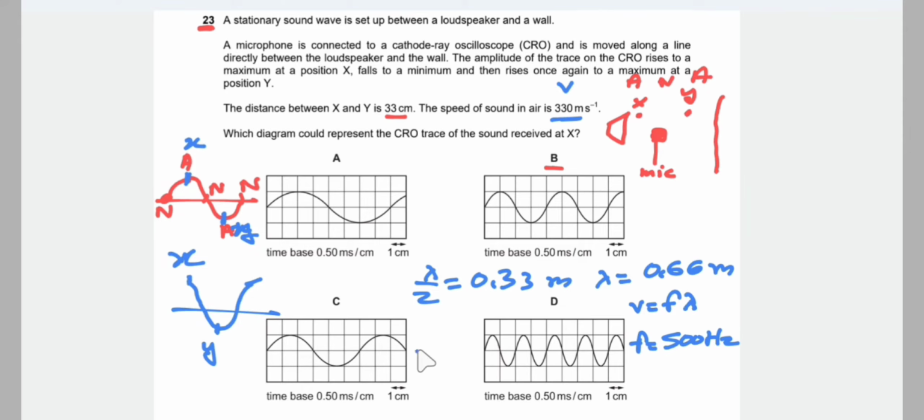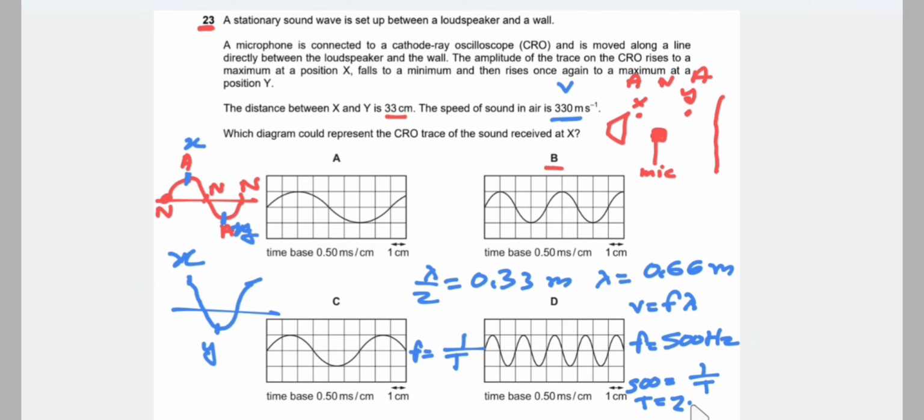And we know that frequency is equal to 1 by time period. We know the value of frequency, that is 500, so 500 is equal to 1 by time period. So what is the value of time period? Time period is equal to 1 by 500, that is 2 into 10 to the power minus 3.